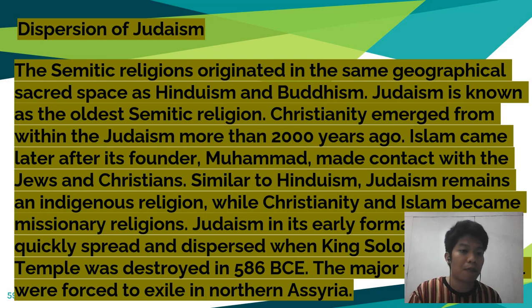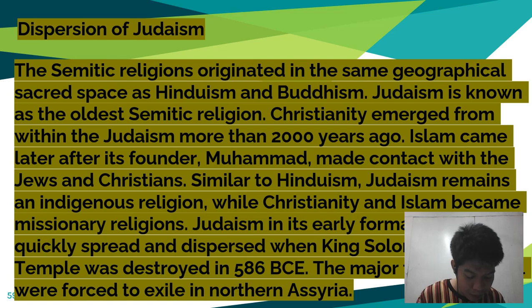Dispersion of Judaism. The Semitic religions originated in the same geographical sacred space as Hinduism and Buddhism. Judaism is known as the oldest Semitic religion. When we say Semitic religion, it is called that because the forefather of the Jewish or Hebrew people was one of the sons of Noah. It's Shem. That's why it's called Semitic religion.